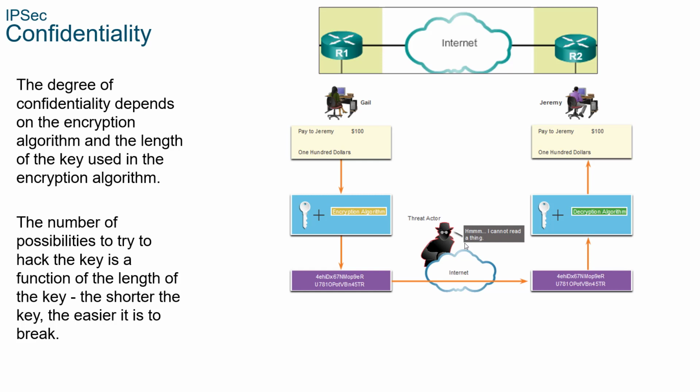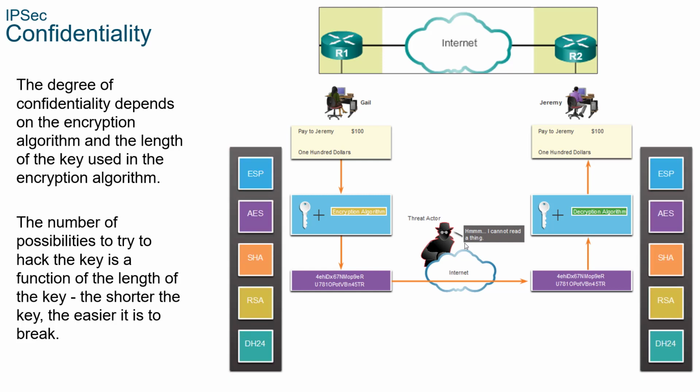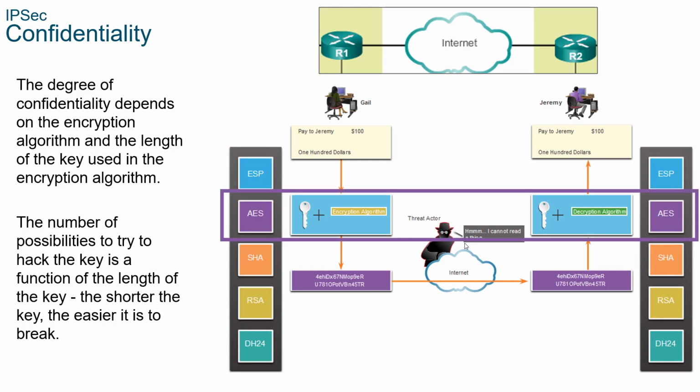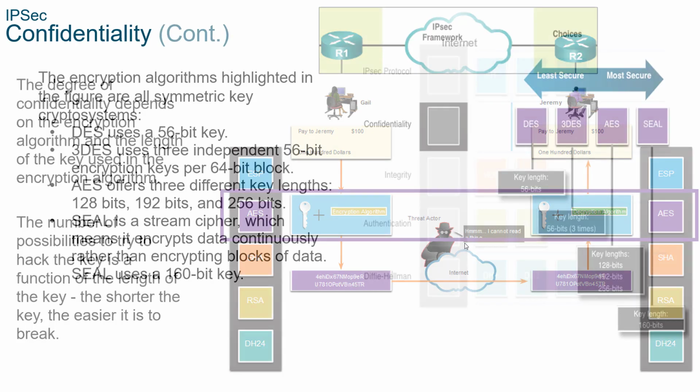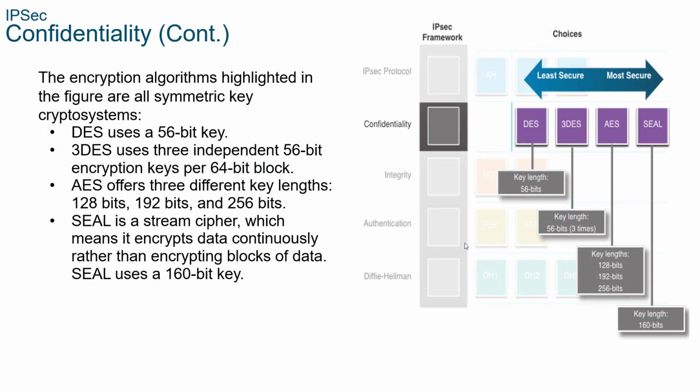IPsec confidentiality. The degree of confidentiality depends on the encryption algorithm and the length of the key used in the encryption algorithm. The number of possibilities to try to hack the key is a function of the length of the key. The shorter the key, the easier it is to break. Here we're using AES. AES and DES both have different key lengths. AES is the preferred. We really do not use DES and 3DES anymore, and you can see why.